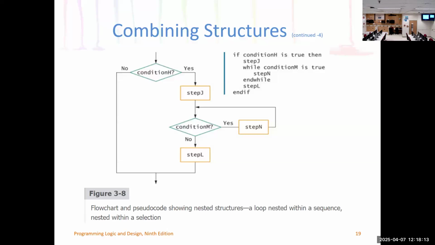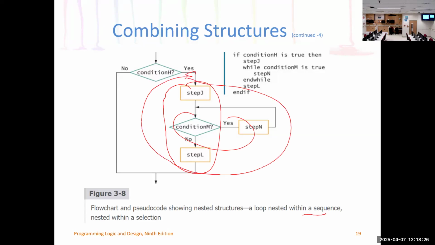So you see, you have the loop here, right? That is a loop here. You nest it within the sequence. And all of the block here, you see, it is one branch of the selection. That's why you nest it into the selection here. Okay.